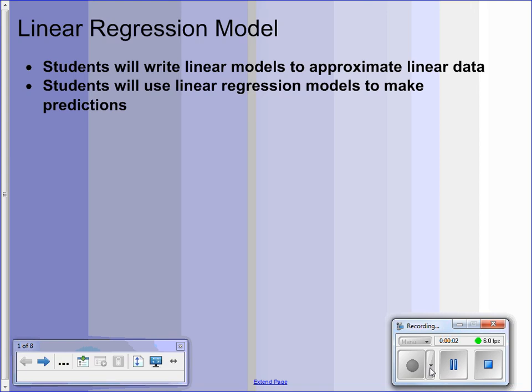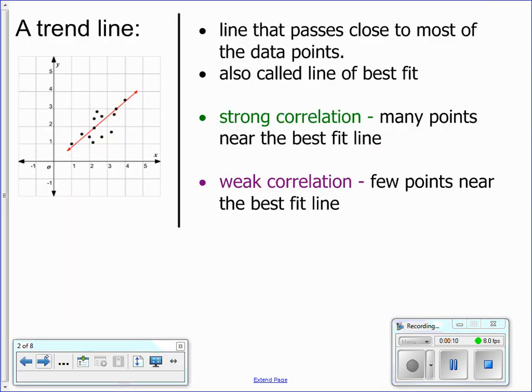In this lesson, we'll be discussing the linear regression model. At the end of the lesson, you should be able to write a linear model and use it to make predictions. So a trend line is one that passes close to most of the data points. It's also called the line of best fit.